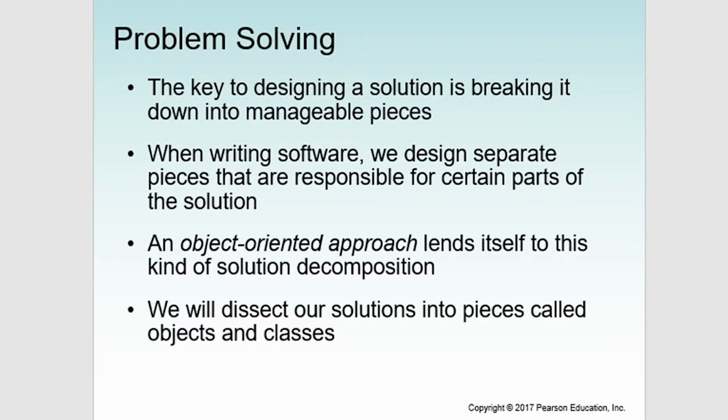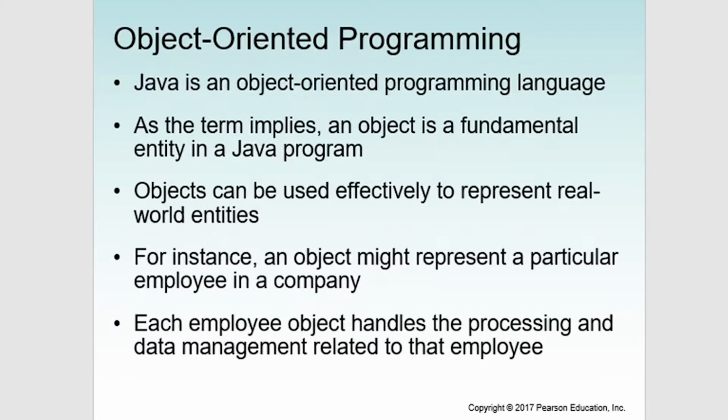When writing software, we design separate pieces that are responsible for certain parts of the solution. An object-oriented approach lends itself to this kind of solution decomposition. We will dissect our solution into pieces called objects and classes. Java is an object-oriented programming language. As the term implies, an object is a fundamental entity in a Java program. Objects can be used effectively to represent real-world entities.